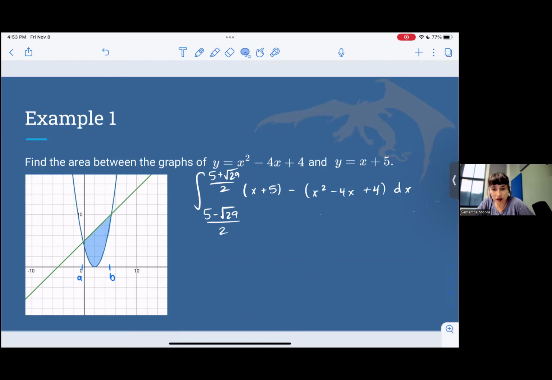Of that function. And if I integrate my function, so to see my antiderivative, I'm going to clean things up a little bit. So factoring in my minus sign, I end up with minus x squared plus 4x minus 4.